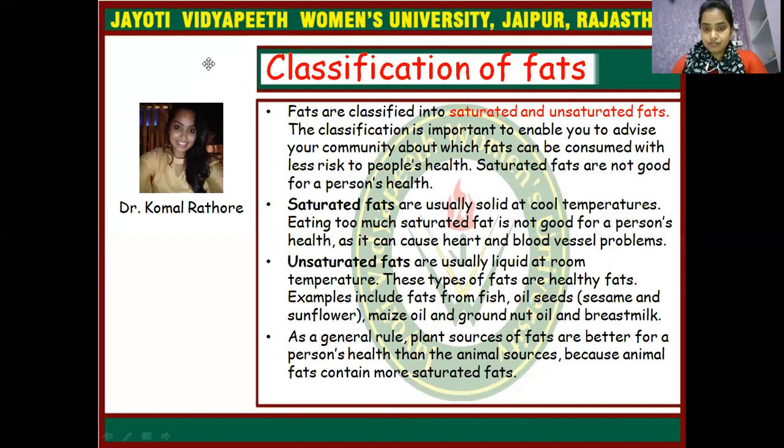Eating too much saturated fat is not good for a person's health, as it can cause heart and blood vessel problems. Unsaturated fats are usually liquid at room temperature. This type of fat is healthy fat, for example, fat from fish oil, seeds, maize oil, groundnut oils, and breast milk. As a general rule, plant sources of fat are better for a person's health than animal sources because animal fat contains more saturated fats.